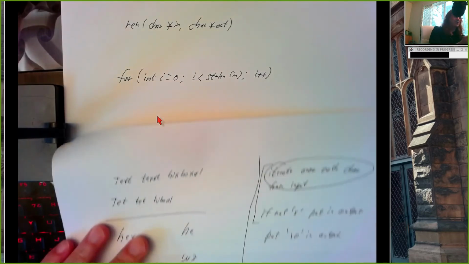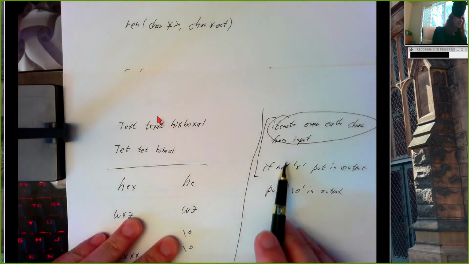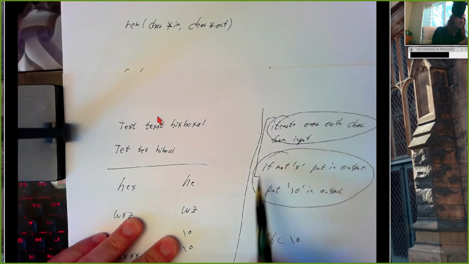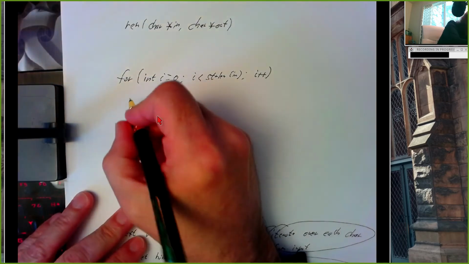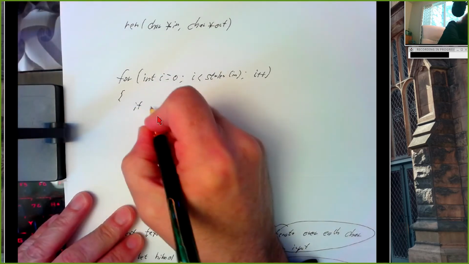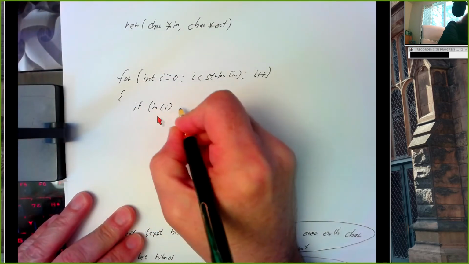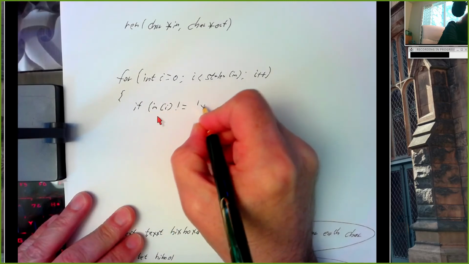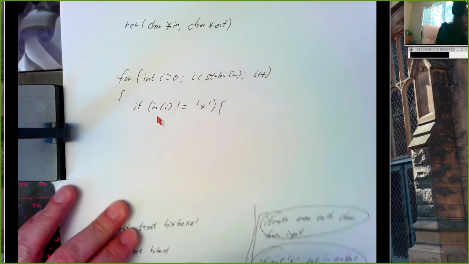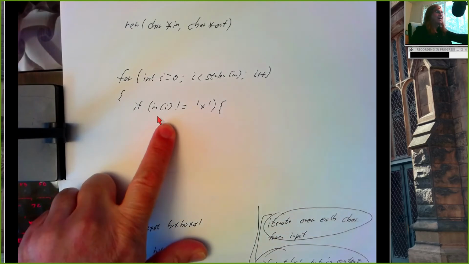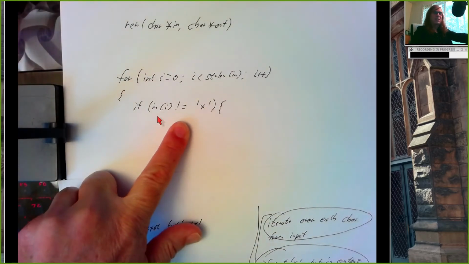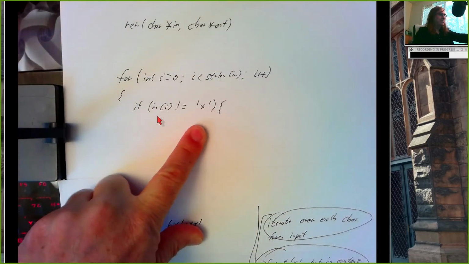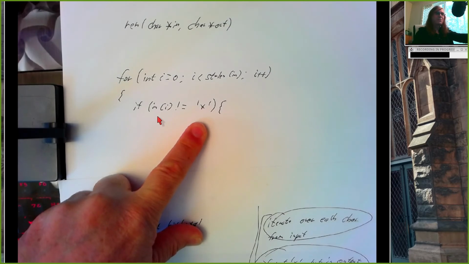So this will iterate over every character, and so we're saying if it's not an X, let's put it into the output. So we could say, if input bracket I is not equal to X. Right? So in bracket I, that's the ith element. Exclamation equal is not equal, and we're looking for a character, so we need a single quote X.